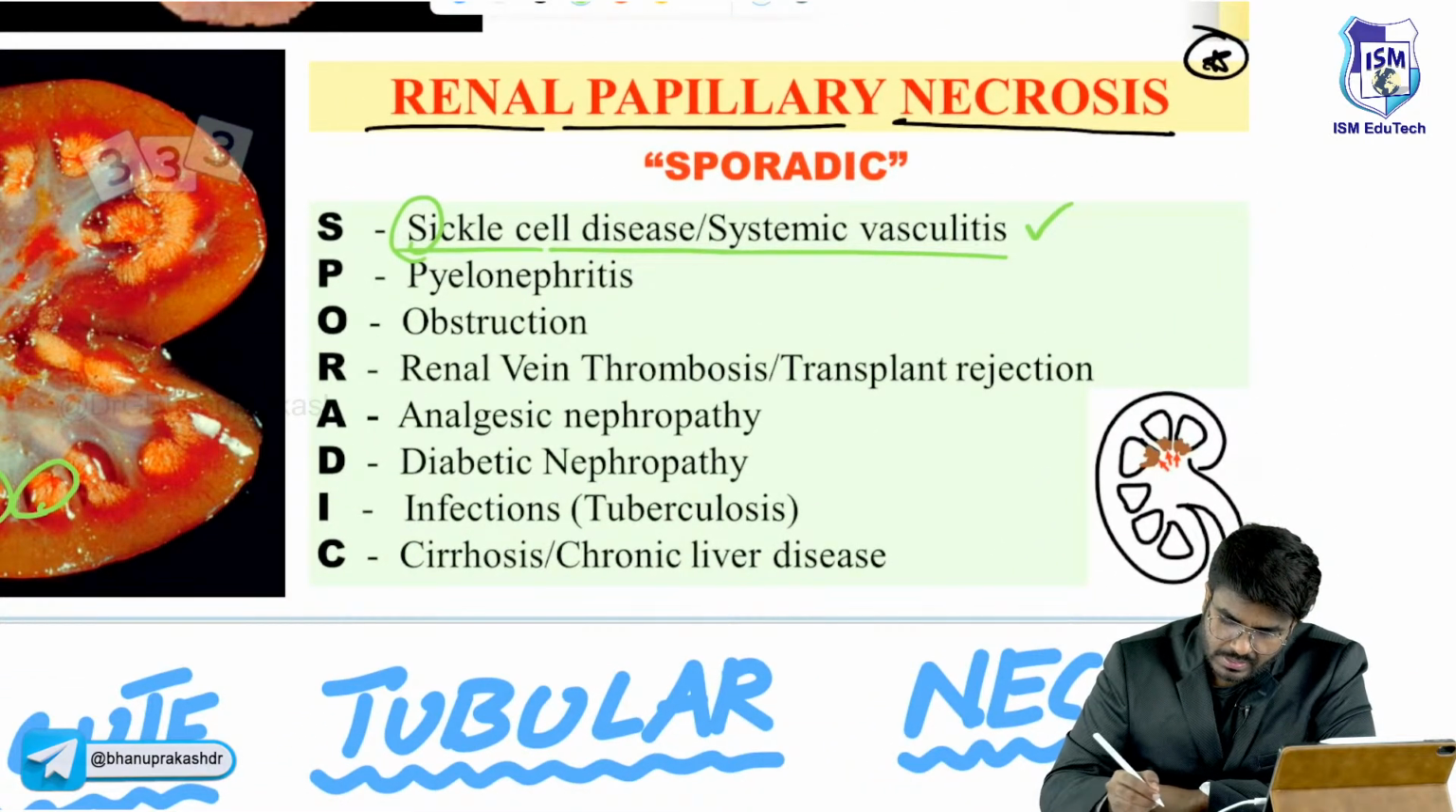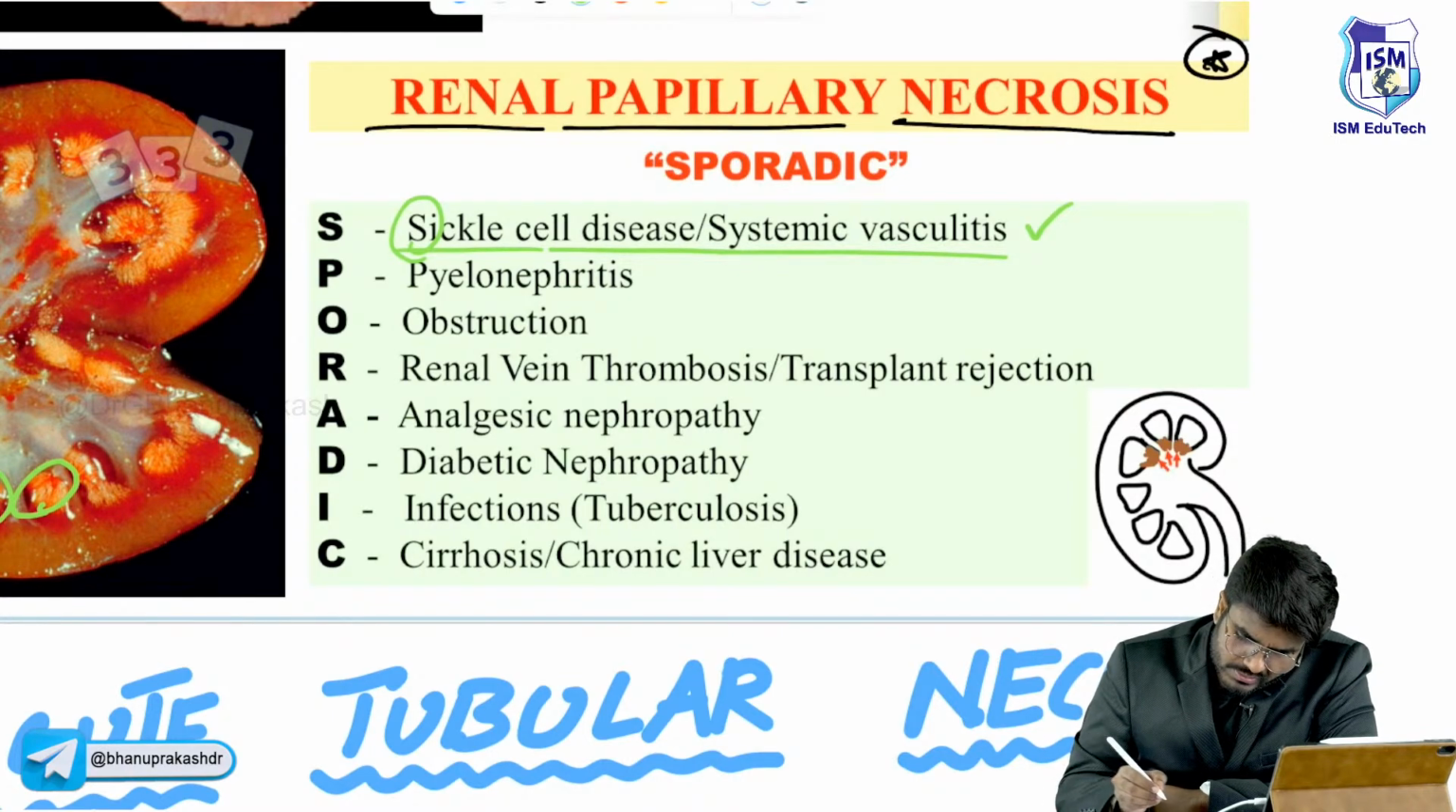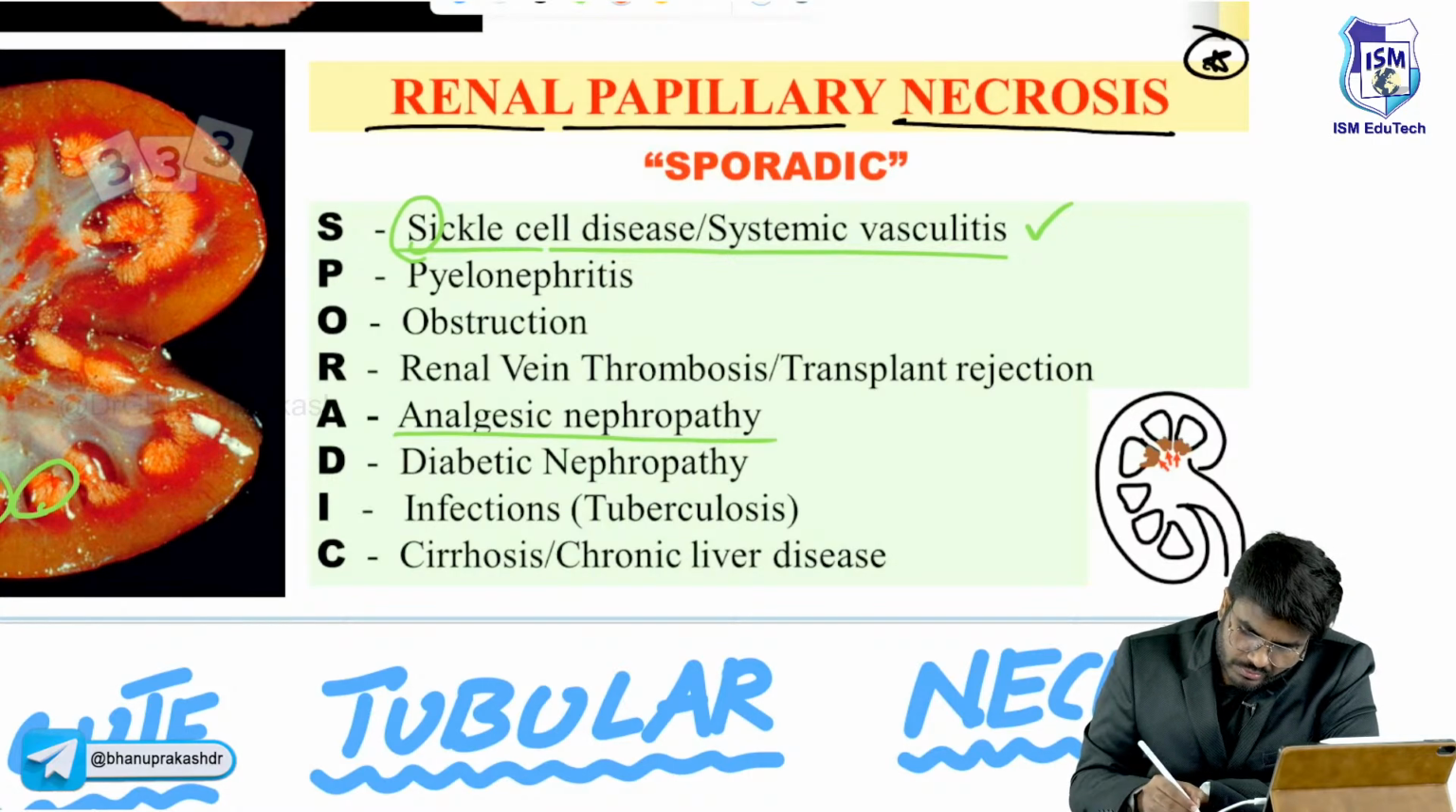Okay, one thing. The next cause is usage of analgesic agents. What exactly are these analgesic agents? It's the NSAIDs.